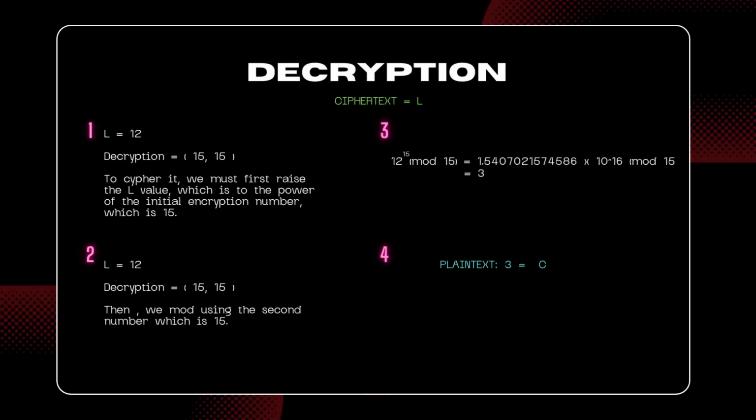For the decryption method of the ciphertext L, we use the decryption key 15 and 15. To decipher it, we must first raise the L value to the power of the initial decryption number, which is 15. And then we mod using the second number, which is 15. And we do the calculation and get the answer of plain text 3, equals to the letter C.